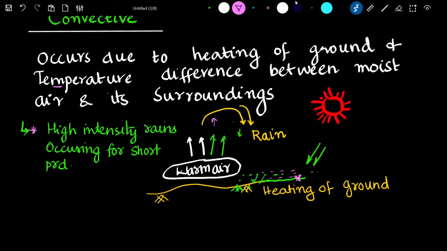So convective precipitation is related to high intensity rains occurring for very short periods. And as an example, we can say the summer rains. Summer rains can be said as an example of this kind of precipitation.